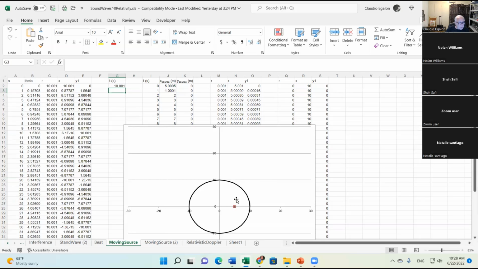Here's my lambda prime. The original lambda is going to be longer than lambda prime, and the difference depends on the speed of the source. This distance here is Vs times the period. Vs times the period.